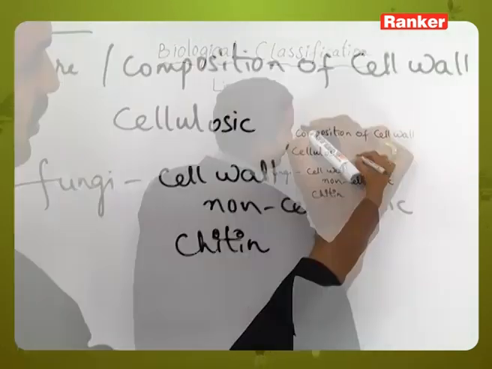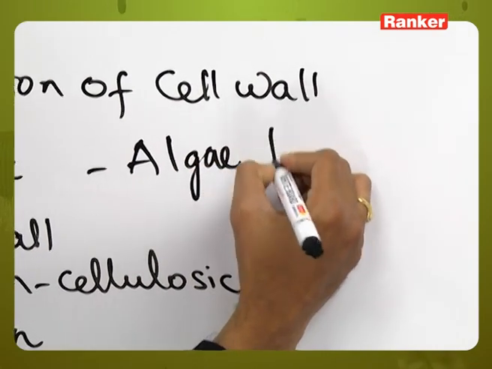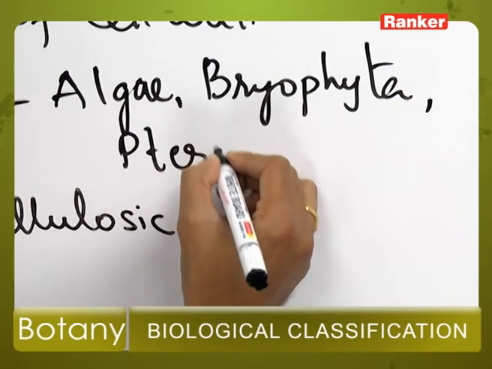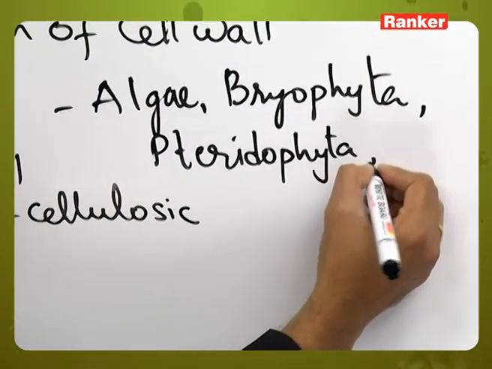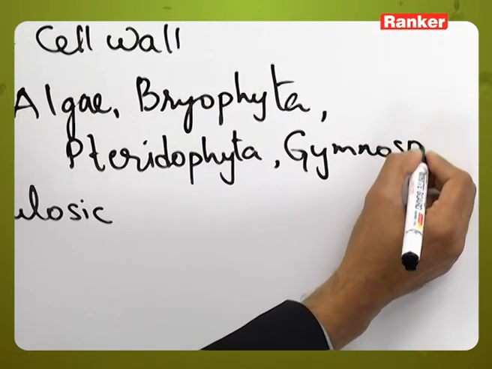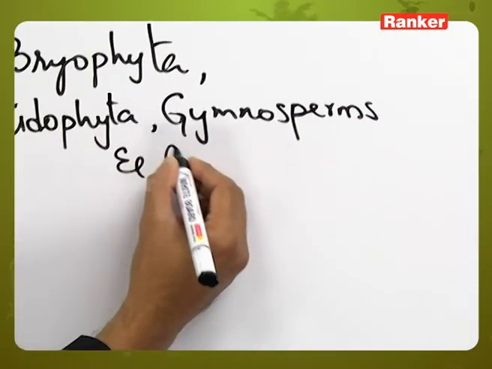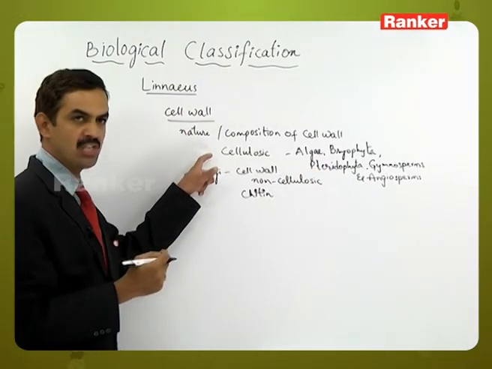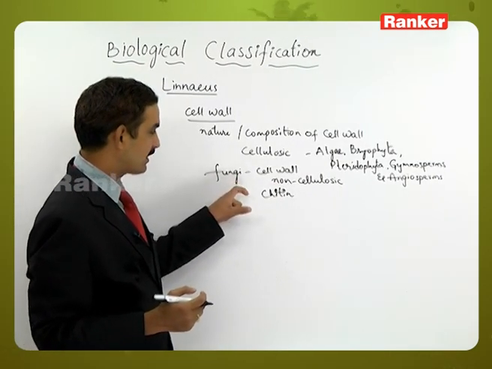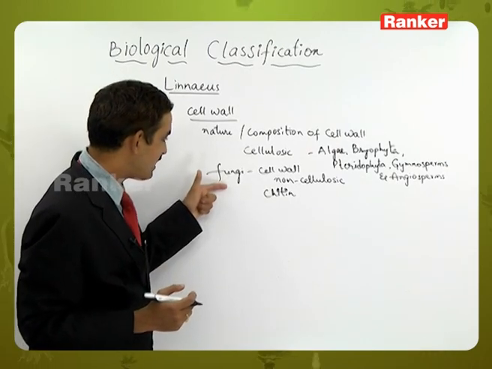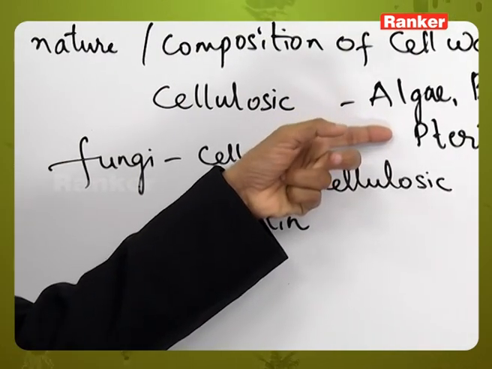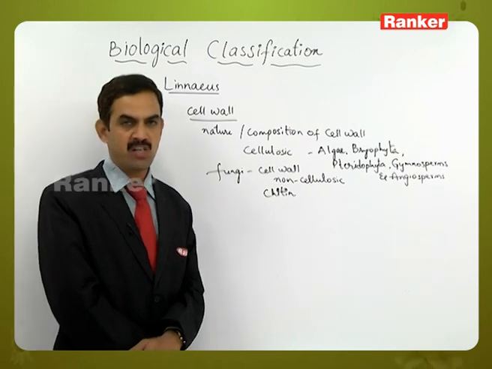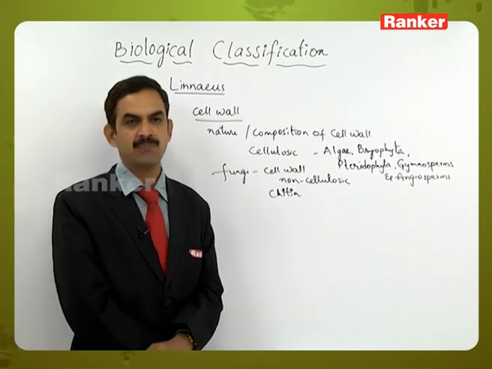The ones having a cellulosic cell wall are the groups called algae, Bryophyta, Pteridophyta, Gymnosperms, and angiosperms. All these are groups of plants which have the cell wall in the form of cellulose. But fungi is the only group which contains chitin. Despite this difference, the fungi have been kept along with the other groups of plants which have the cellulosic cell wall, and all of them have been grouped into one kingdom called Plantae. This is also one of the limitations of the classification given by Linnaeus.